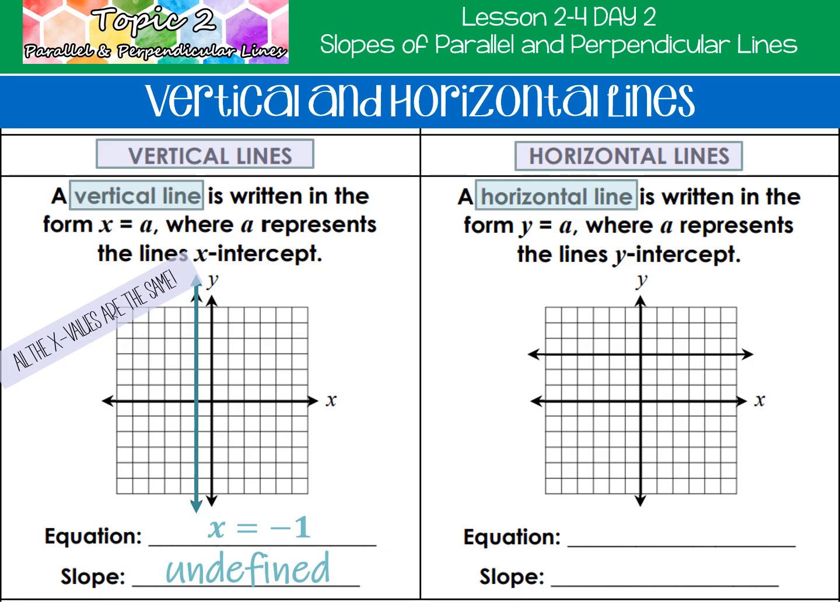Horizontal line is written in the form y equals a, where a is where the line crosses the y-axis. It's at the y-intercept. So y equals 3. Every single y value from each of the points on that line is 3. Slope of a horizontal line is 0.